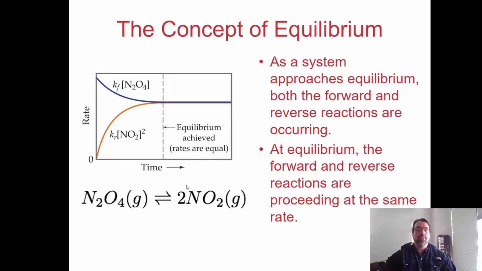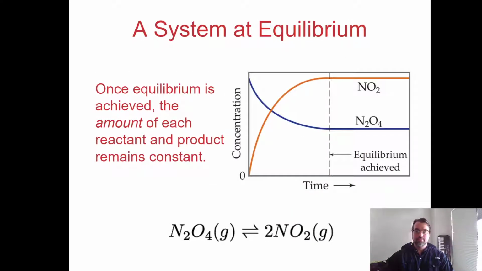That means that just as many particles of N2O4 are breaking apart to make NO2 as particles of NO2 are hitting each other with enough force to make N2O4. Both of these reactions are happening at the same time, and we're not getting any noticeable change because both reactions are happening at the exact same rate. The point where that rate occurs is our equilibrium point.